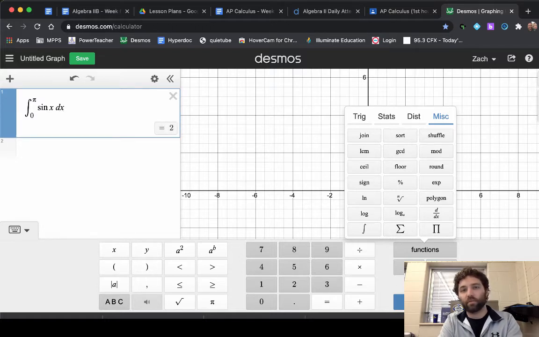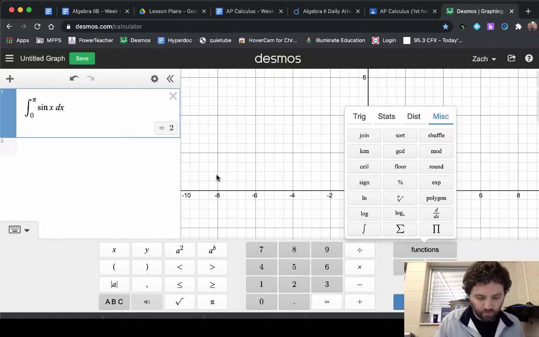The TI-84 Plus and newer calculators will bring up this MathPrint notation. So you put in the upper and the lower bound, and then you need to put in the function and then the variable x, or whatever variable you're using. So that's how you do it in Desmos or a graphing calculator. So that's that piece.